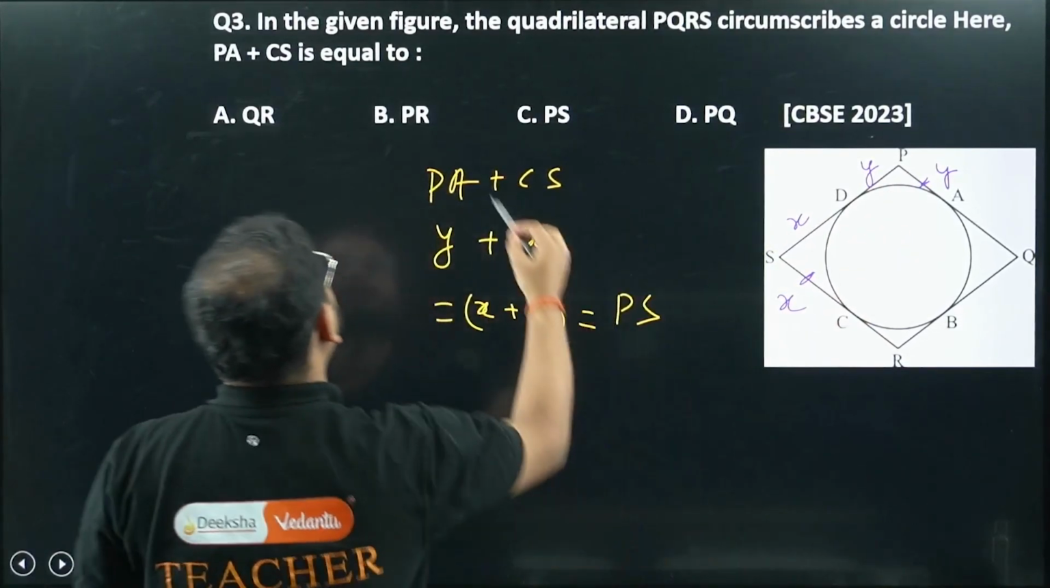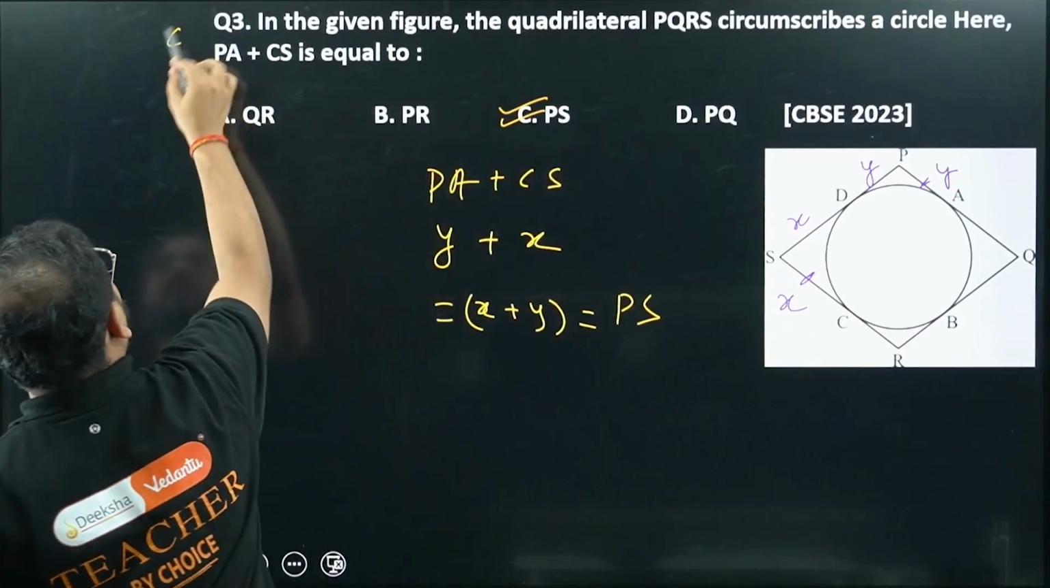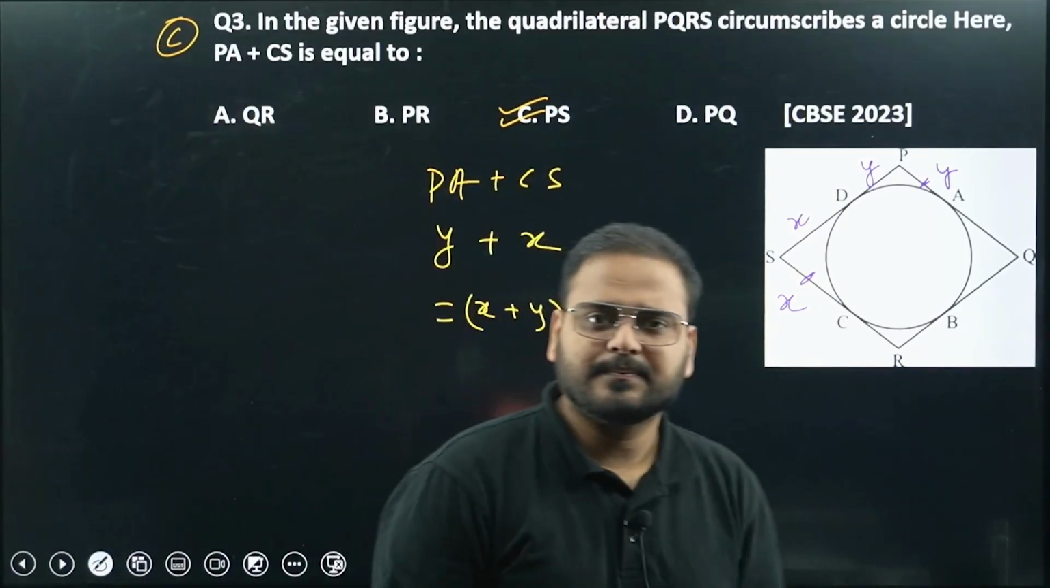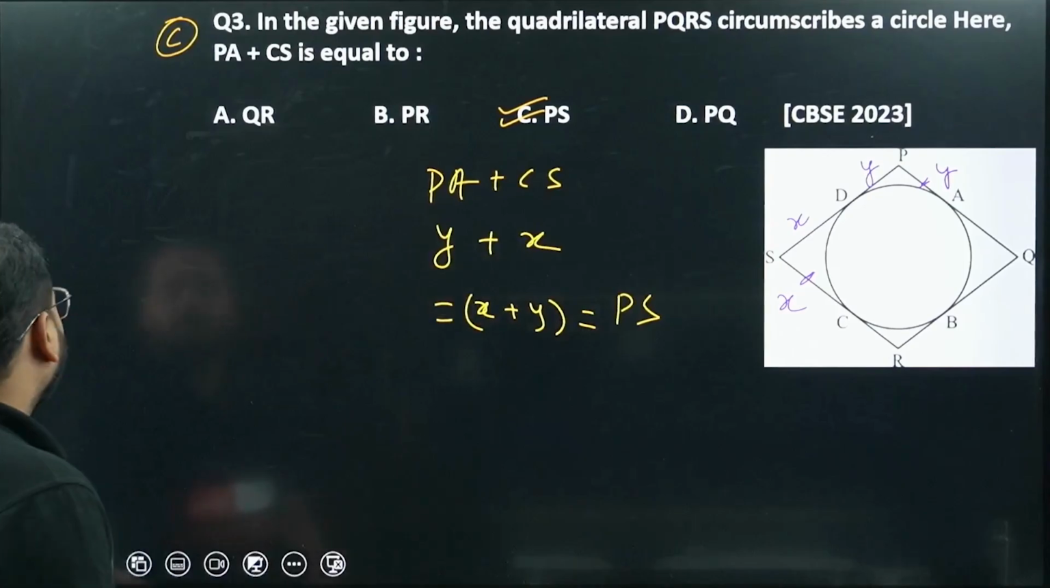Option number C, sir. Option number C, sir. Is it simple? Very simple. Yes, sir. Okay.